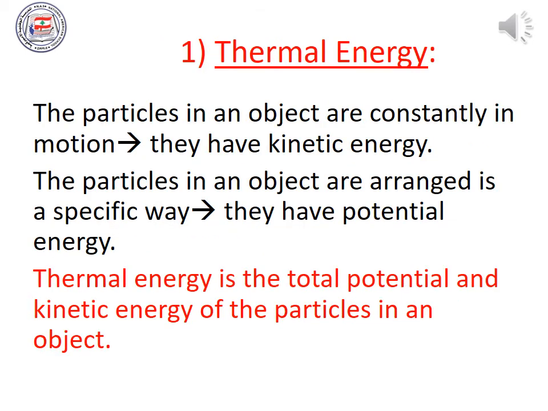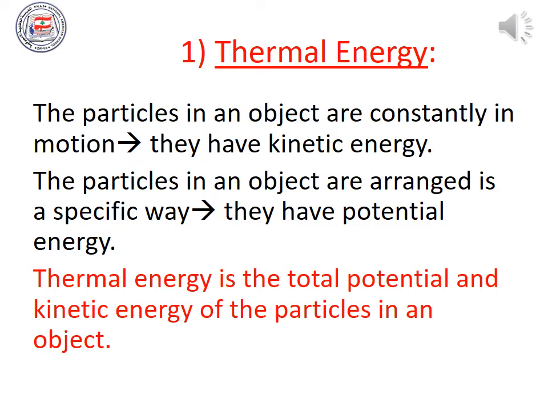Number 1. Thermal energy. The particles in an object are constantly in motion. Thus, they have kinetic energy, because kinetic energy is the energy related to motion. The particles in an object are arranged in a specific way. Thus, they have potential energy, which is associated with position. Thermal energy is the total potential and kinetic energy of the particles in an object.